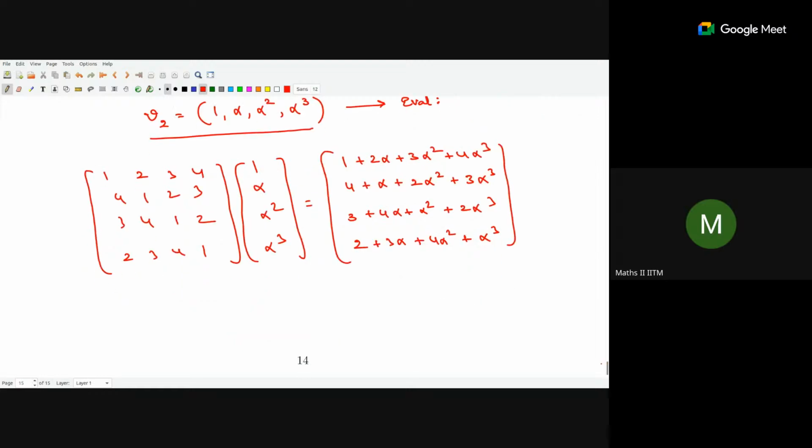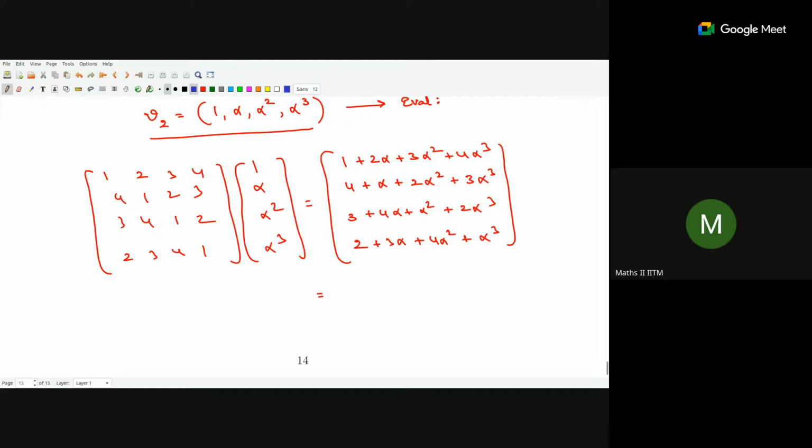Now what I will pull out is 1 plus 2 alpha plus 3 alpha square plus 4 alpha cube as a common factor. If I am pulling that out, I should have the same factors in all the other 3 entries also, right? Only then can I pull out 1 plus 2 alpha plus 3 alpha square plus 4 alpha cube. So for that, I will do a slight manipulation. On the screen, it looks like all 4 are completely different.